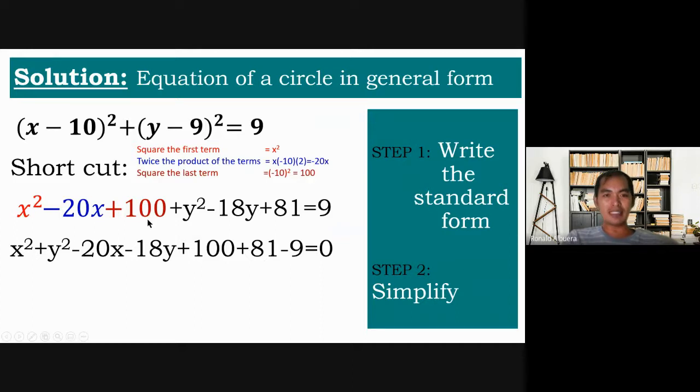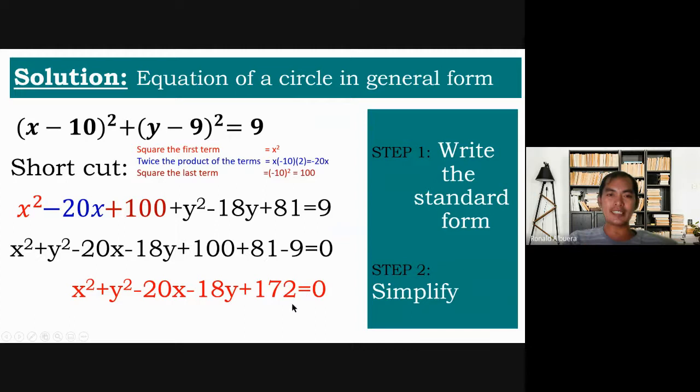What are the similar terms? We have 181 and negative 9. These are the only ones to combine. We just copy x squared plus y squared minus 20x minus 18y plus 172 equals 0. Why 172? 100 plus 81 is 181.